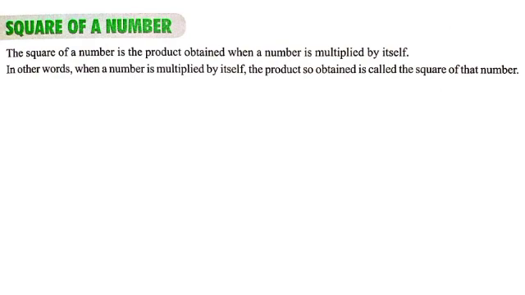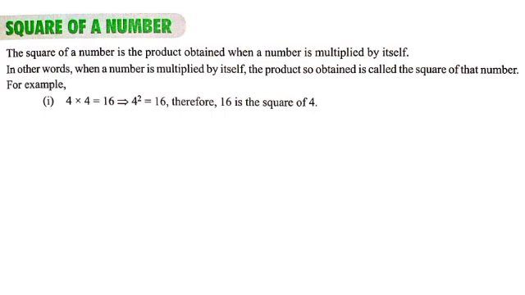The square of a number is the product obtained when a number is multiplied by itself. In other words, when a number is multiplied by itself, the product so obtained is called the square of that number. For example, 4 into 4 is equal to 16, which is equal to 4 power 2, or 4 squared, is equal to 16. Therefore, 16 is the square of 4.